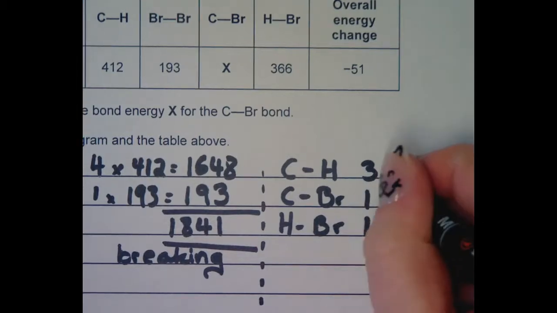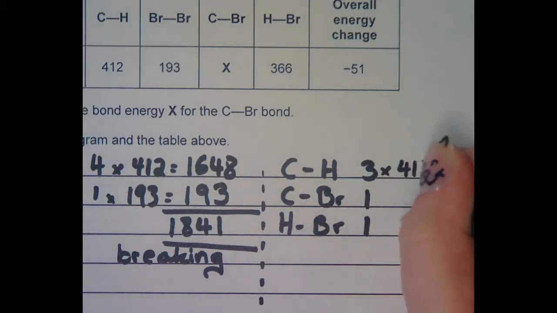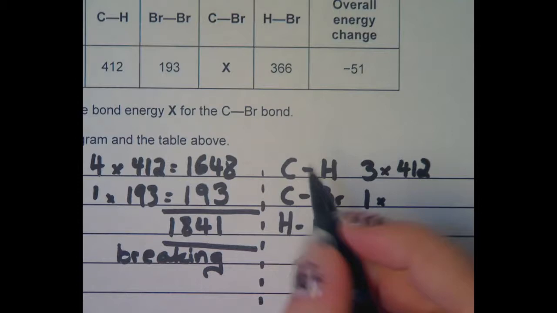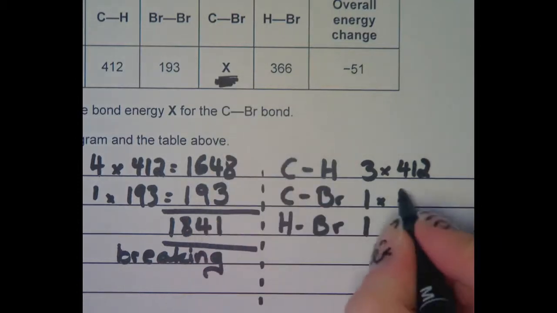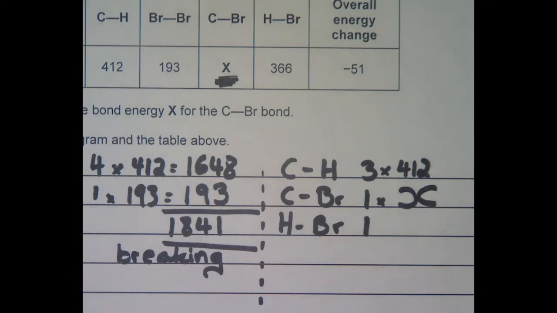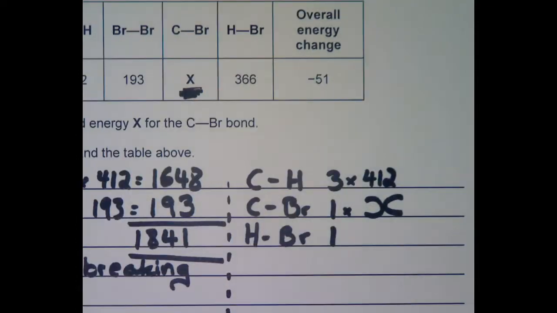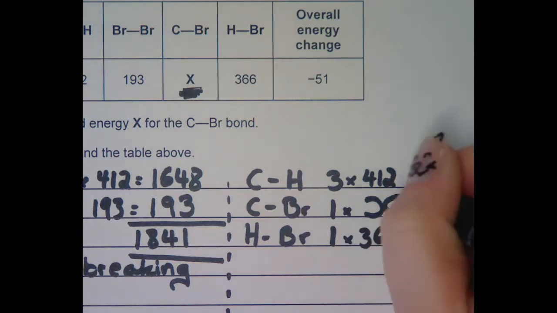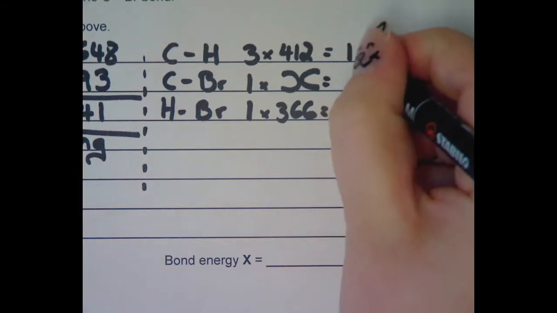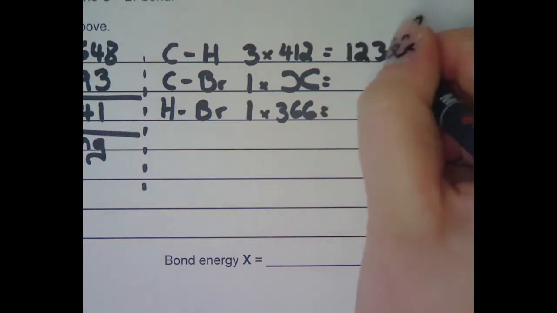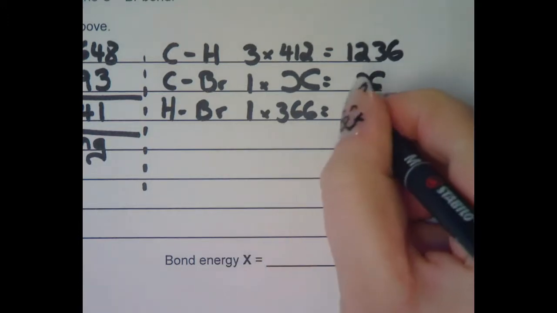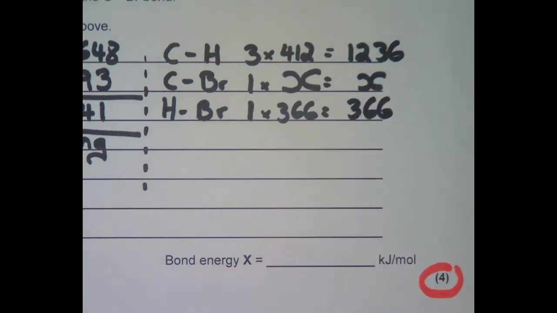Now my carbon to hydrogen we had before has an energy of 412 kilojoules per mole. The carbon to bromine we don't actually know. That's what we have been tasked with working out. So actually I'm just going to put a big old X there, just like we do for solving algebraic equations in maths. My hydrogen to bromine, 366 kilojoules per mole. Just like we did before, I'm going to multiply those up. 3 times 412 is 1,236. 1 times x is simply just x. And 1 times 366 is 366.